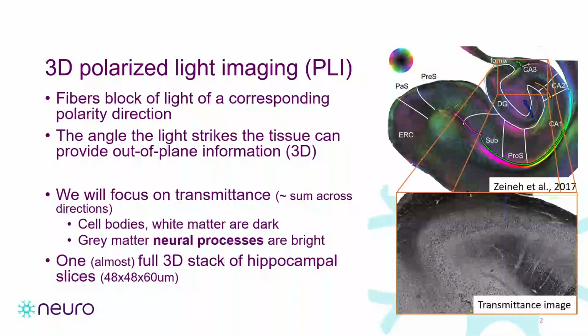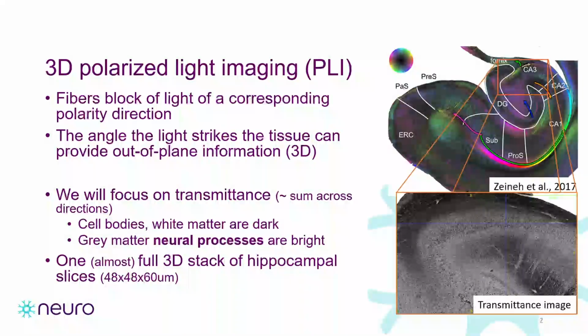Basically, it's proportional to the sum across different polarity directions. As you can see in this example image, it will show cell bodies and white matter as dark, and the gray matter is mostly bright here. The data set that I'm working with consists of one almost full 3D stack of an entire 3D hippocampus, meaning that we can build a 3D model of this hippocampus at microscale resolution.